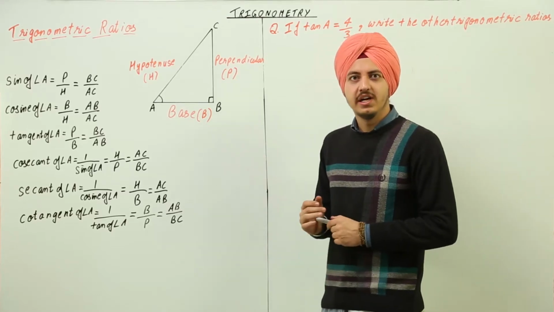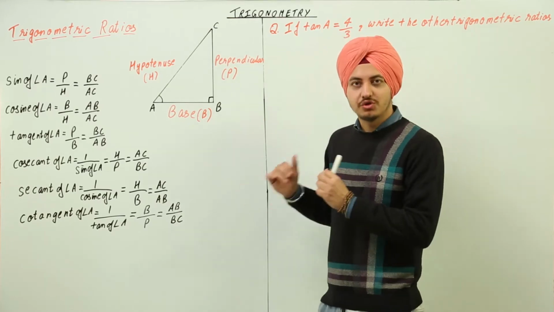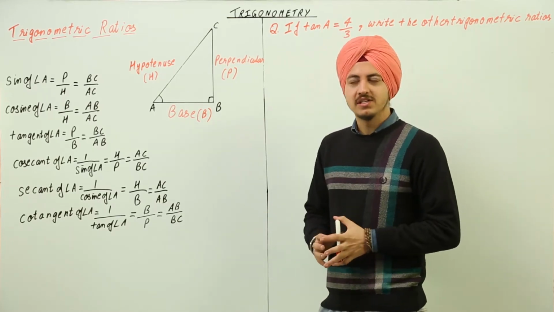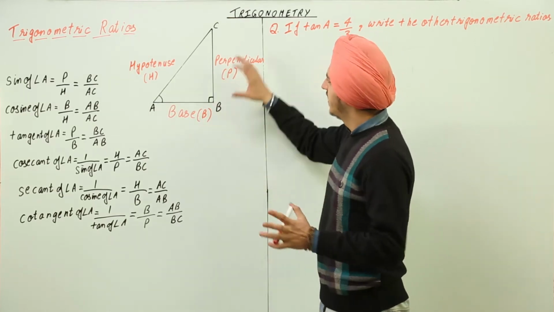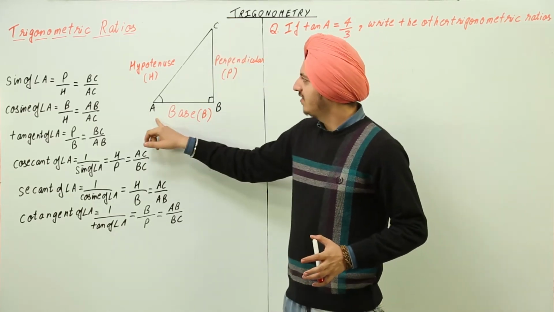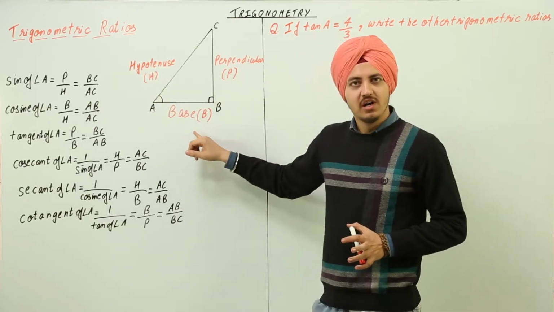Now the next chapter is trigonometry. Basically, trigonometry is about triangles, and in our syllabus only about right angled triangles. So in a right angled triangle ABC over here, we have a hypotenuse, you all know, we have a perpendicular, and we have a base.